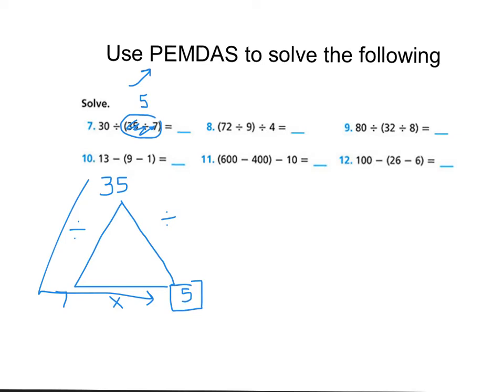I don't have any exponents, and it doesn't look like I need to multiply and divide. Oh, there's a division symbol. What's 30 divided by 5? I'm going to make another factor triangle. I'm going to put 30 on the top, 5 on the bottom. Well, I know that 5 times 6 equals 30. 30 divided by 5 is 6.